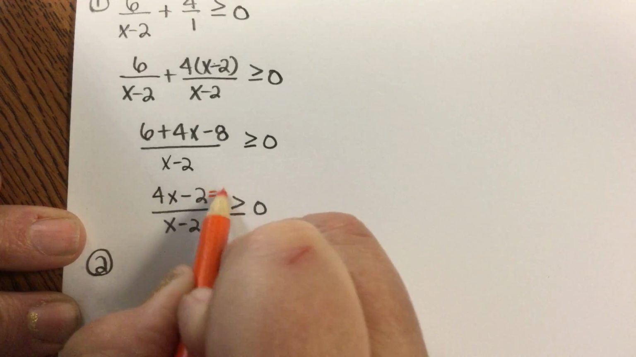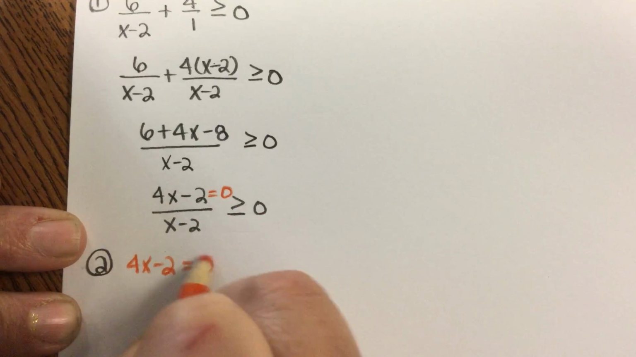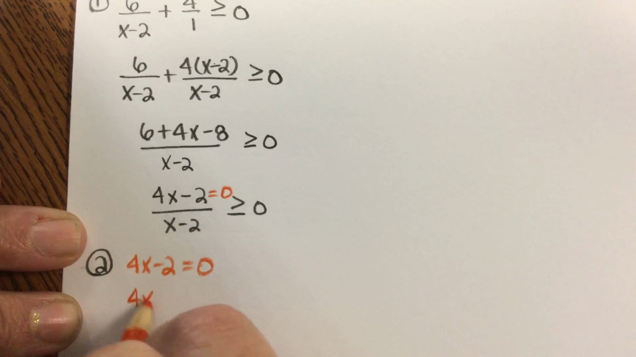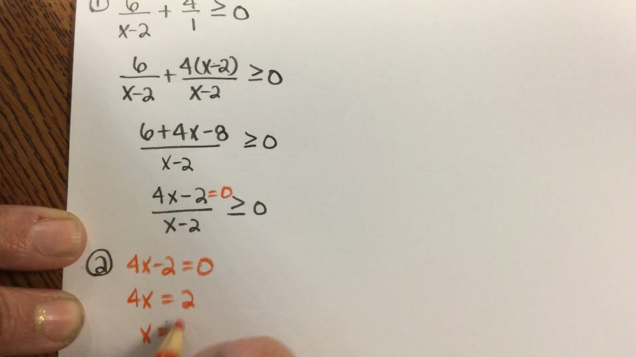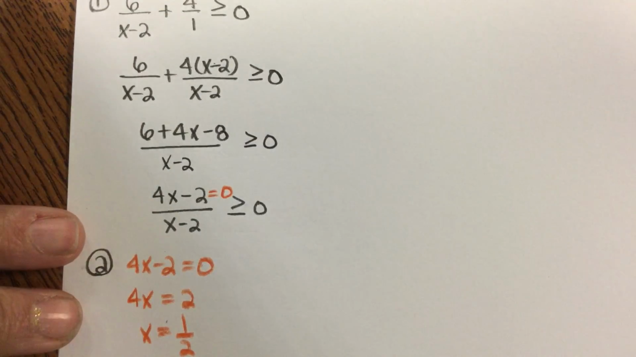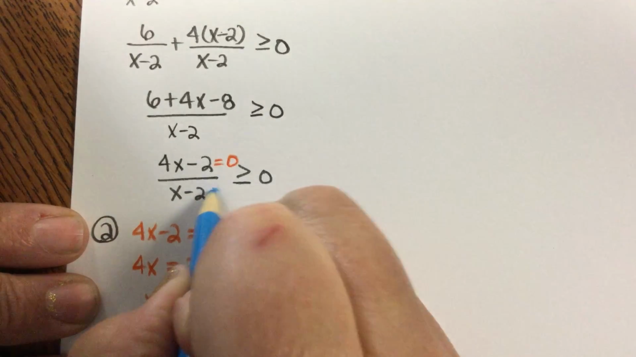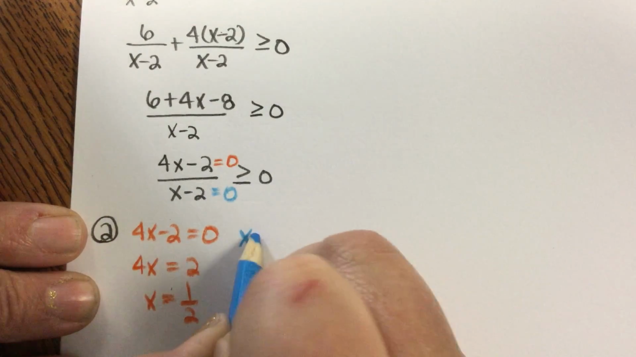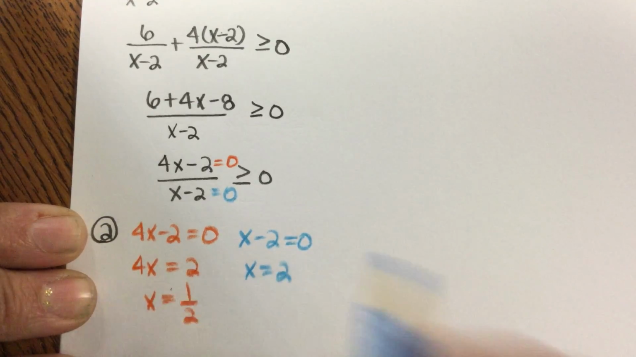So let's set this equal to 0. So I have 4x minus 2 equals 0. 4x, we're going to add the 2 over, equals 2. Divide by 4, x equals 1/2. Now we're going to set the denominator equal to 0. So x minus 2 equals 0, x equals 2.